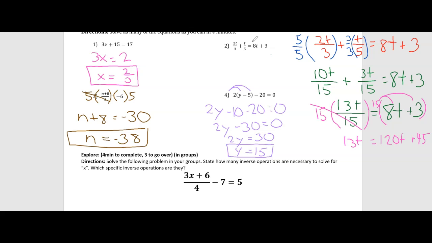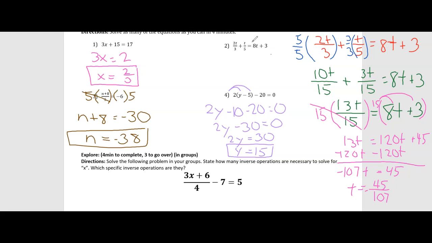I'm then going to subtract 120t from both sides. I am writing this step out. So that's going to give me negative 107t is equal to 45. And then I'm going to divide by 107. So t is equal to 45 divided by negative 107. You can put the negative either in the numerator, the denominator, or just off to the side.